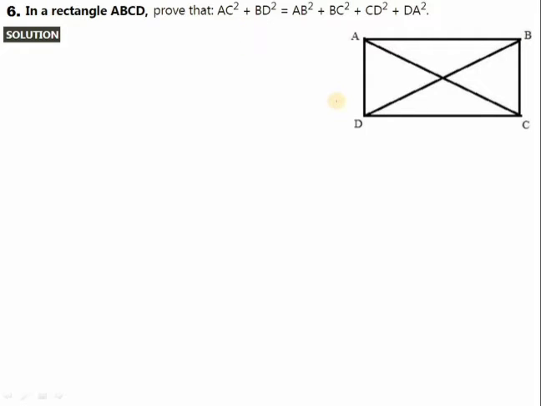So in a rectangle ABCD, you see ABCD is a rectangle, we need to prove this. ABCD is a rectangle, as you can see from the diagram.